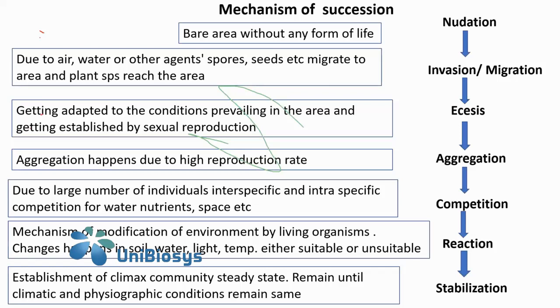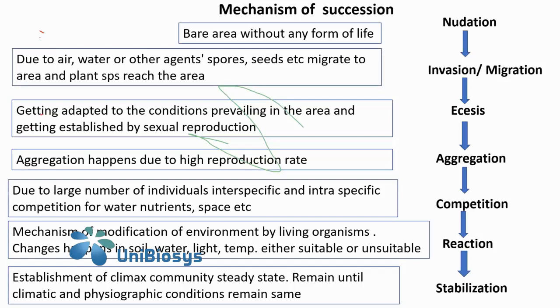So competition happens, and as a reaction to this competition, along with the soil and whatever conditions are prevailing there, some individuals or species get adapted and are found suitable, and they stabilize as a climax community over there. Others which are unsuitable will get eliminated. So the establishment of the climax community is a steady state, and until the environment changes, the climax community will not change. So these are the steps.